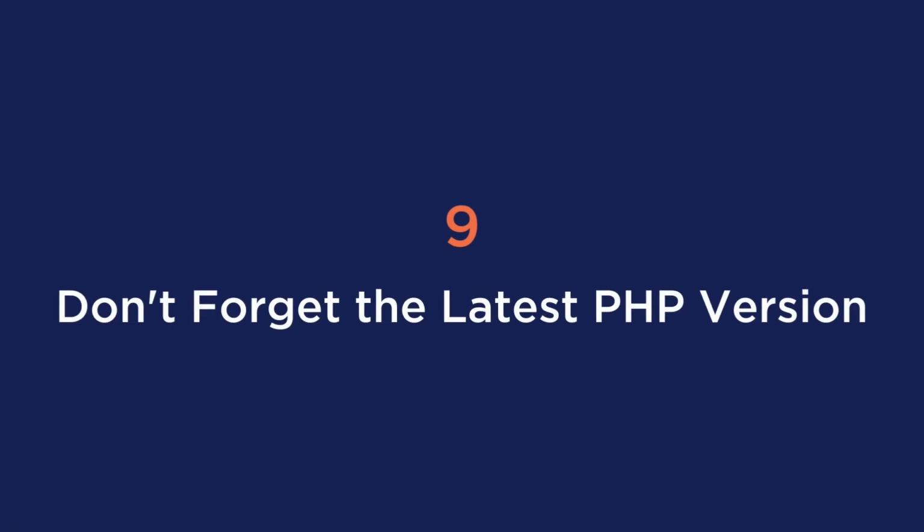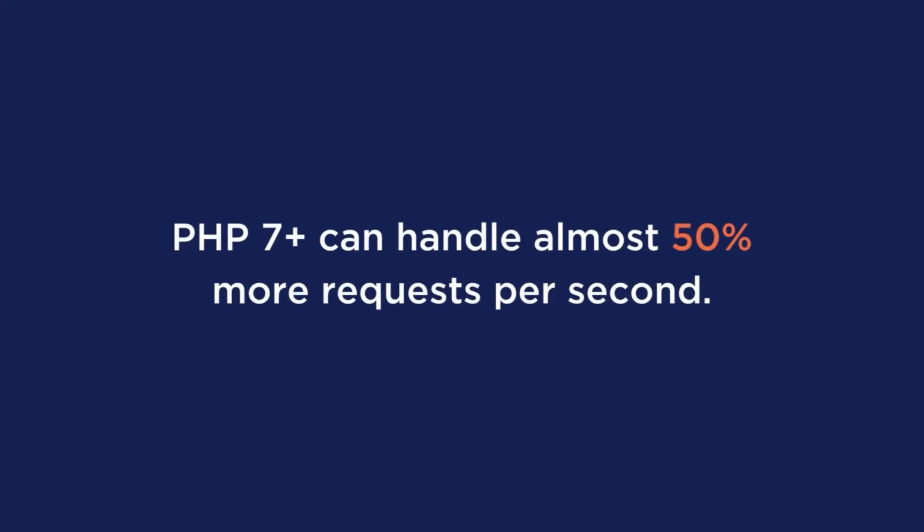And number 9, do not forget the latest version of PHP. Using a 7+ PHP version will also improve your time to first byte if you didn't know. To give you a straightforward answer, PHP 7+ can handle almost 50% more requests per second. So if you are still on PHP 5.6, it is definitely time for an upgrade. And there you have it. Those are our 9 tips to reduce your time to first byte.